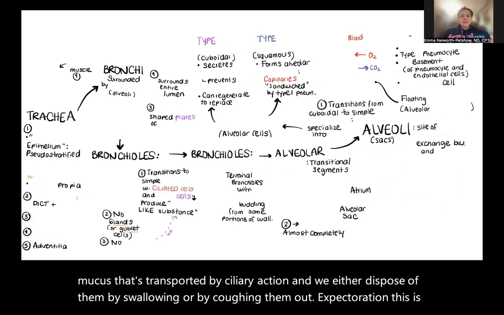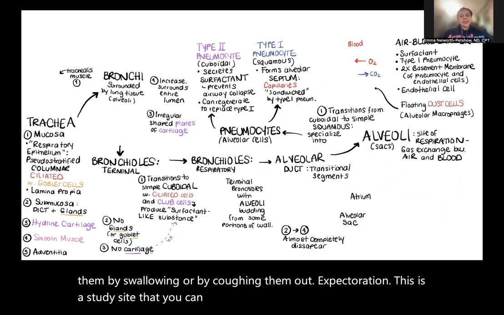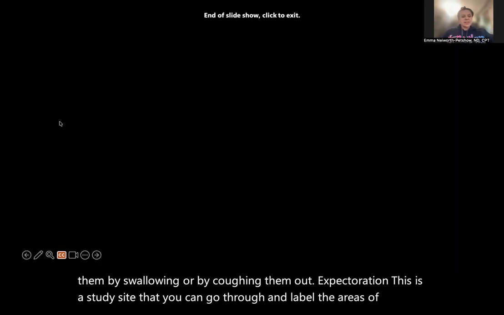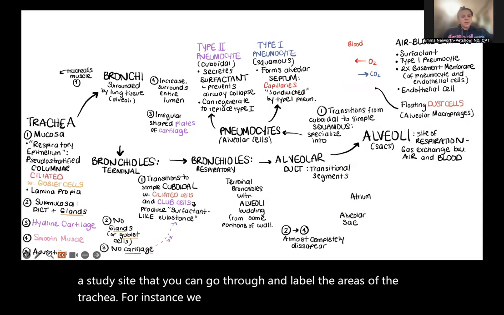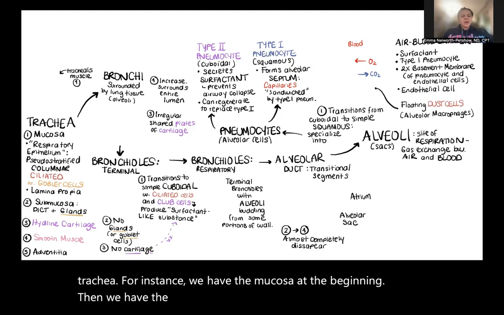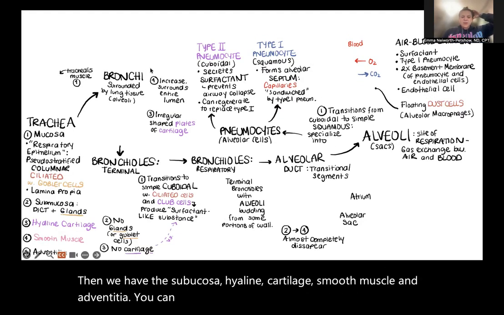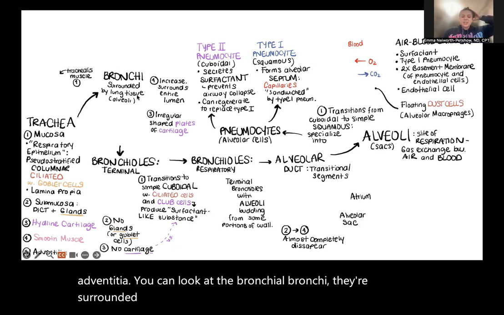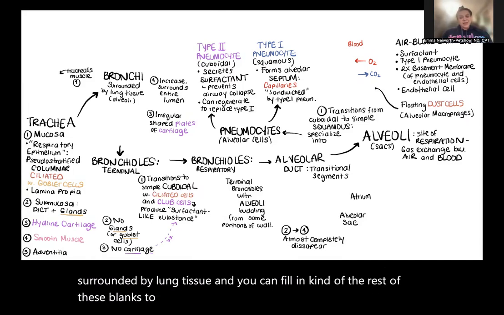This is a study site that you can go through and label the areas of the trachea, for instance. We have the mucosa at the beginning, then we have the submucosa, hyaline cartilage, smooth muscle, and adventitia. You can look at the bronchi, they're surrounded by lung tissue, and you can fill in the rest of these blanks to help you study.